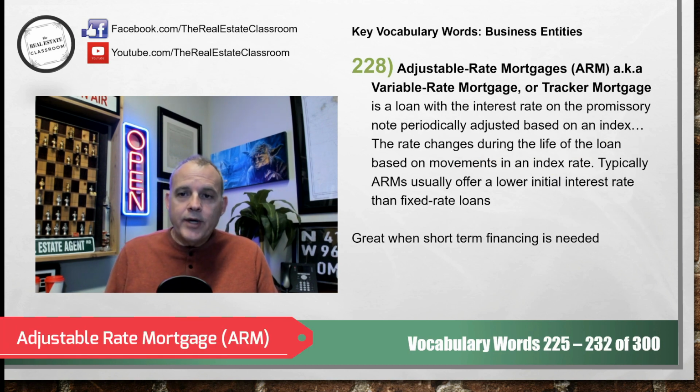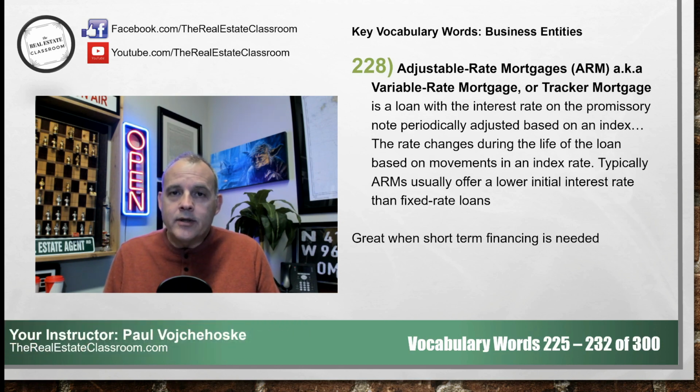228, adjustable rate mortgages, sometimes referred to as an ARM. Now, depending on the part of the country you're in, they can also be called a variable rate mortgage or a tracker mortgage. Basically, it's not a 30-year fixed or a 15-year fixed. What happens is periodically, the interest rate that's indicated in the promissory note changes. It changes based on whatever index this loan is attached to. It can be a treasury index. It could be the CPI.